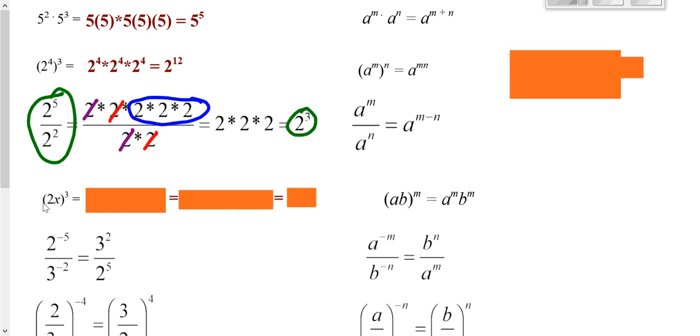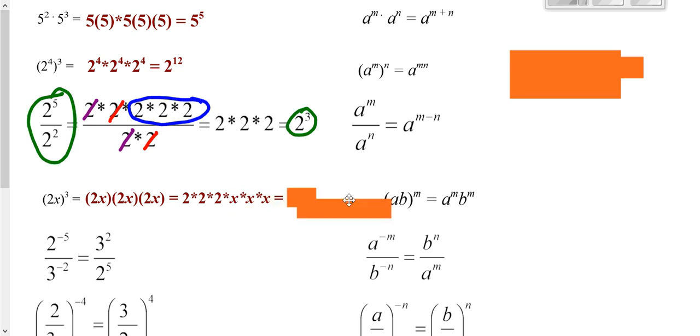So down below here, we have two things multiplied inside, all cubed. So that would mean a 2x times a 2x times a 2x, which since everything's multiplication, you can multiply in any order you want. So it'd be 2 multiplied by itself 3 times, and then x multiplied by itself 3 times, or a 2 cubed and an x cubed.